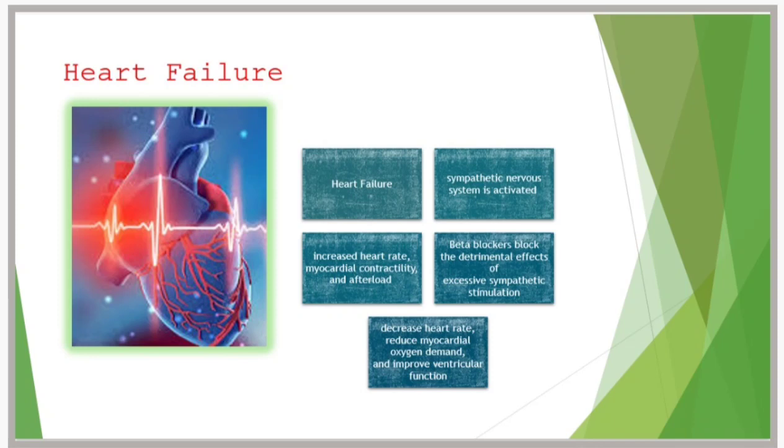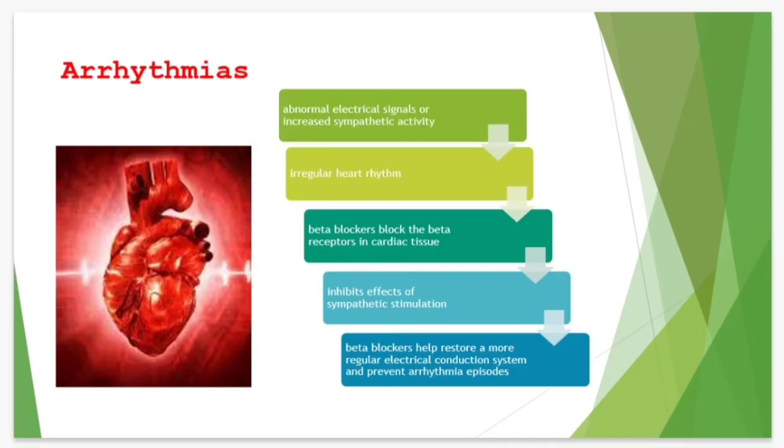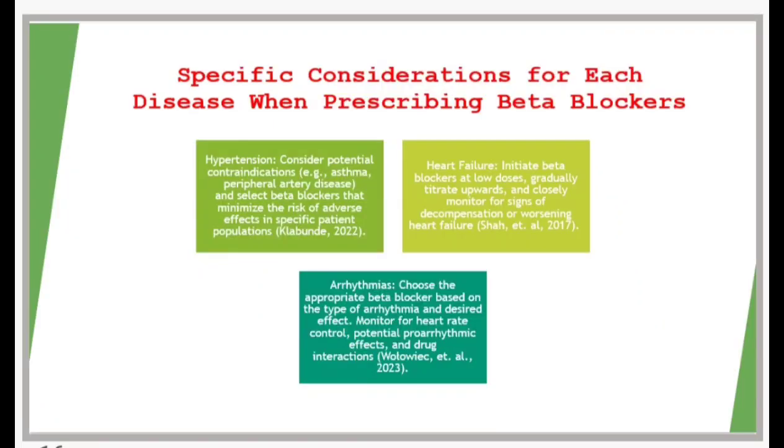Beta blockers block the detrimental effects of excessive sympathetic stimulation by decreasing heart rate, reducing myocardial oxygen demand, and improving ventricular function. In arrhythmias, there may be abnormal electrical signals or increased sympathetic activity contributing to the irregular heart rhythm. Beta blockers normalize heart rate and rhythm by blocking beta receptors in cardiac tissues. By inhibiting the effects of sympathetic stimulation, beta blockers help restore a more regular electrical conduction system and prevent arrhythmia episodes.